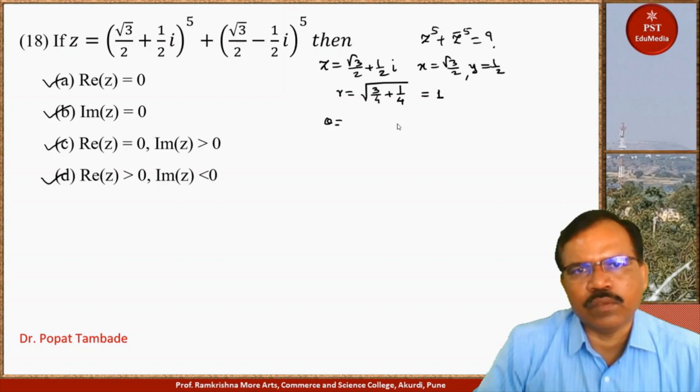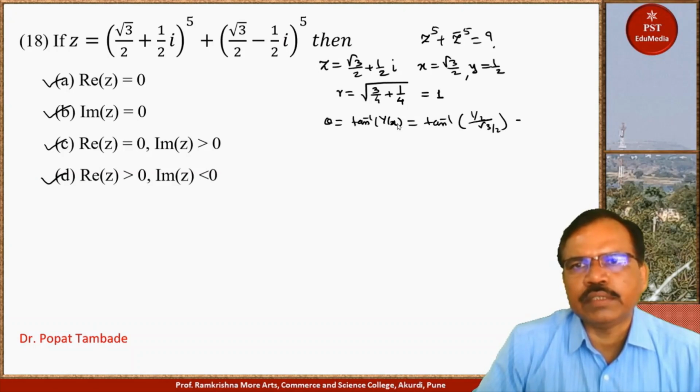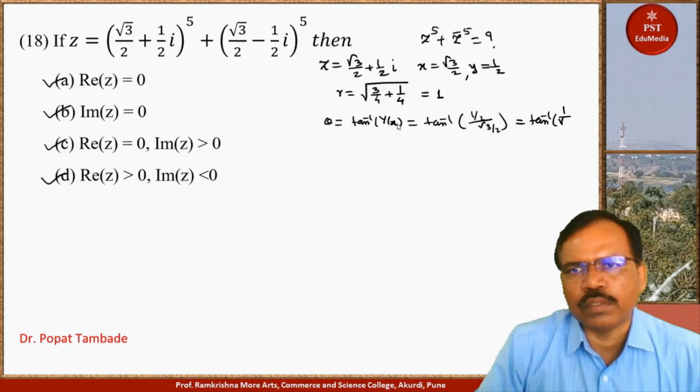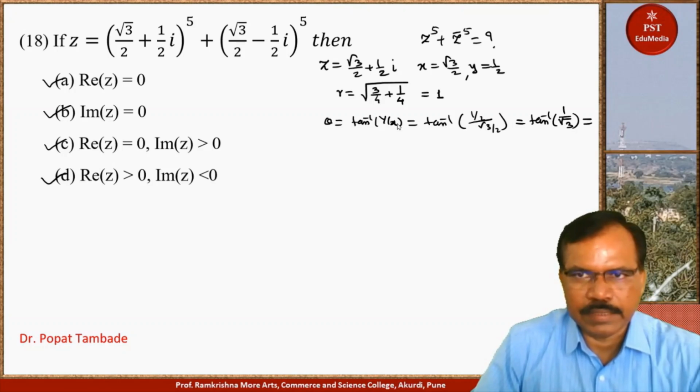And theta is equal to tan inverse y by x. So it is tan inverse 1 half by root 3 by 2. So it is tan inverse 1 upon root 3. So this is equal to pi by 6.